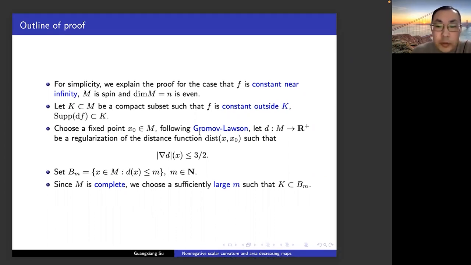Then, following Gromov and Lawson, we choose a fixed point x zero in M and let d be a regular approximation of the distance function such that the gradient of d is bounded. Then we let B_m be defined as the set where d(x) is less than m. Since M is complete, we can choose a sufficiently large m such that the compact subset is contained in B_m.